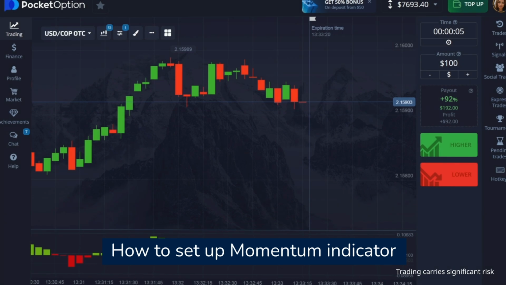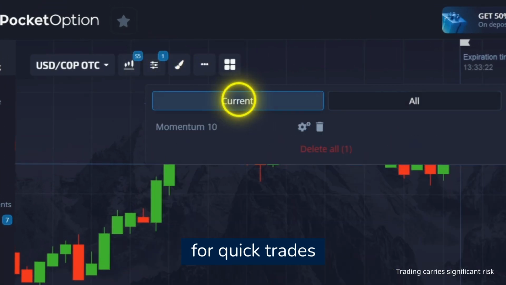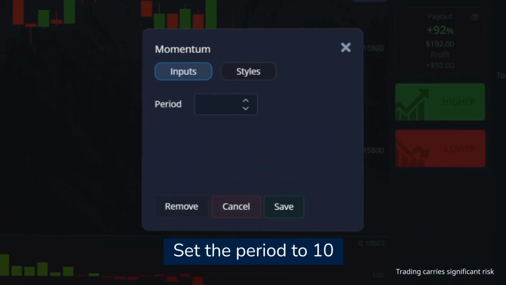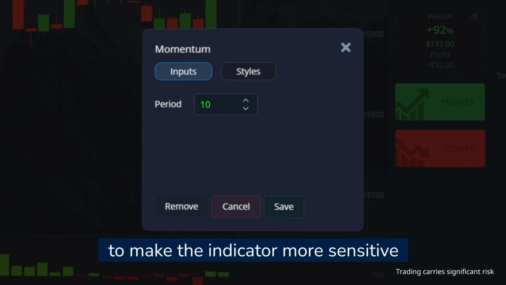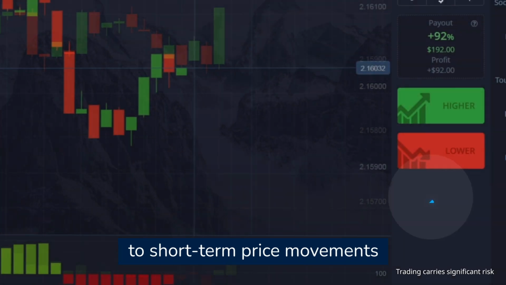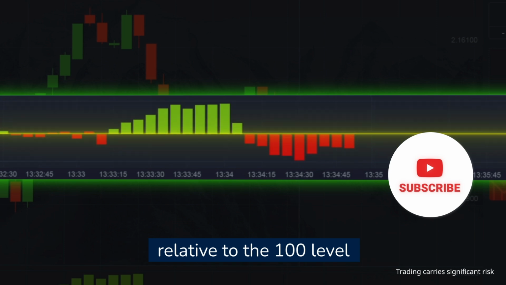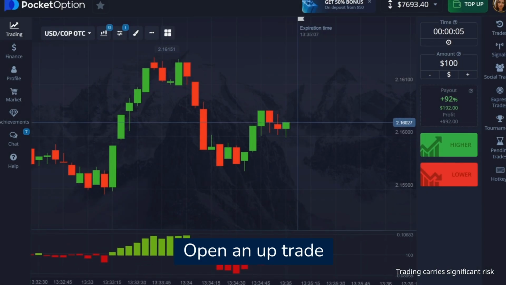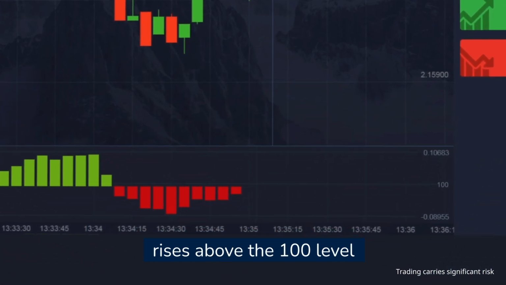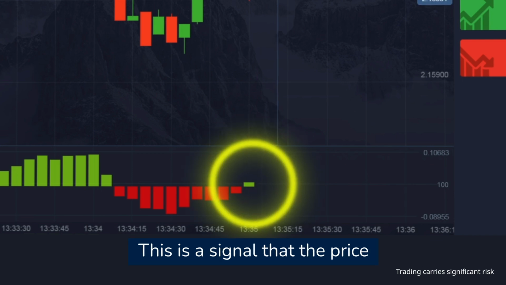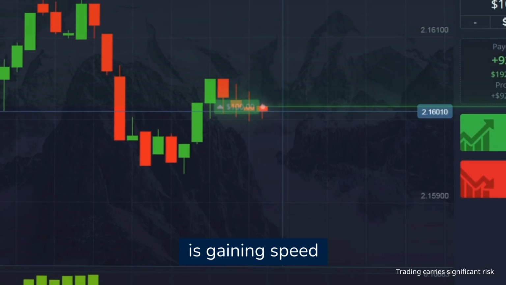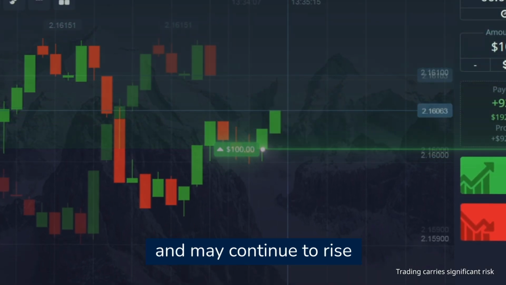How to set up the momentum indicator for quick trades. Set the period to 10 to make the indicator more sensitive to short-term price movements. Keep an eye on the indicator line relative to the 100 level. Open an up trade when the momentum line rises above the 100 level. This is a signal that the price is gaining speed and may continue to rise.